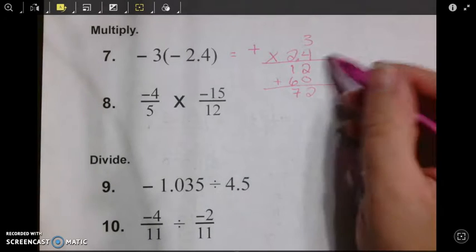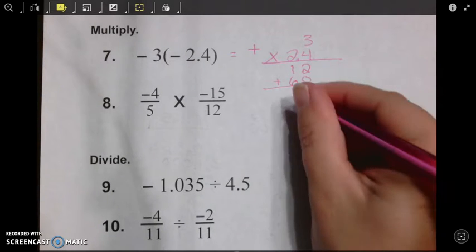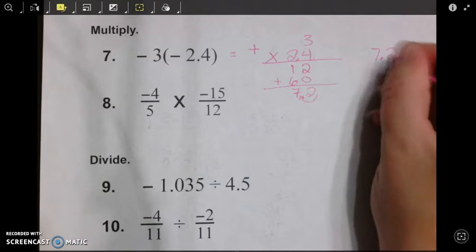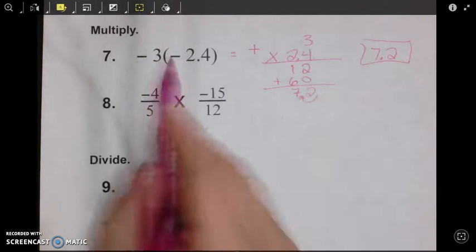Now look at the decimal. We only have one decimal place over. So move this one over to get 7.2. Double check. 2 negatives make a positive.